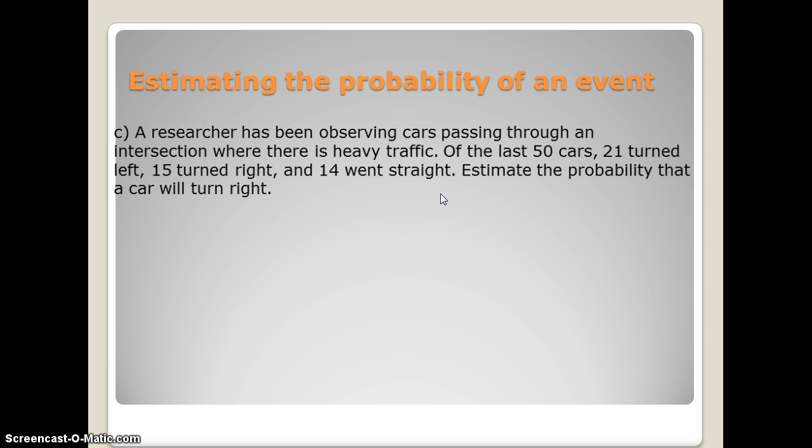And up next, a researcher has been observing cars passing through traffic. Of the last 50 cars, 21 turned left, 15 turned right, 14 went straight. Estimate the probability that a car will turn right. I want you to try this one on your own first.